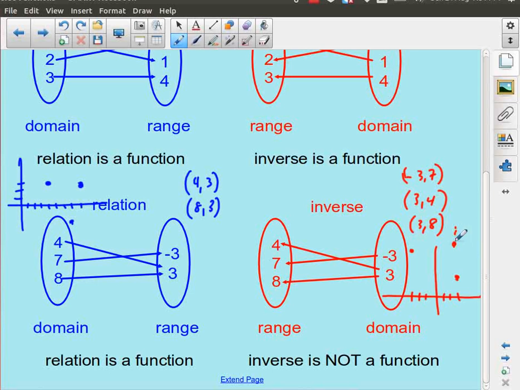And you can see there's going to be a failure of the vertical line test through these 2 points. And that's why we end up with the inverse in this case is not a function. Even though the original relation is a function, the inverse relation is not a function.